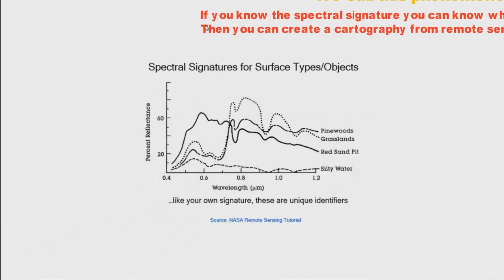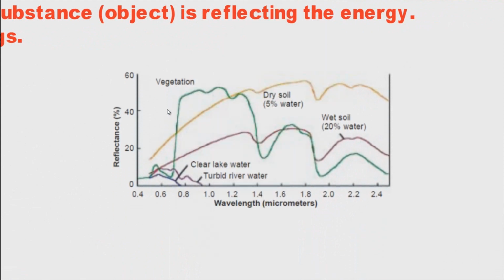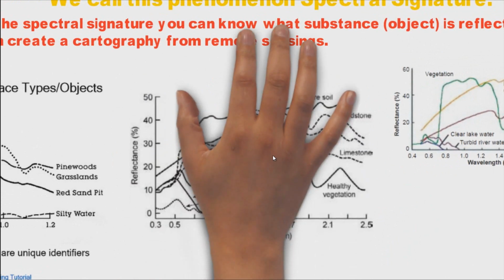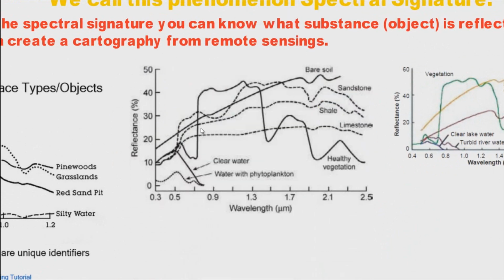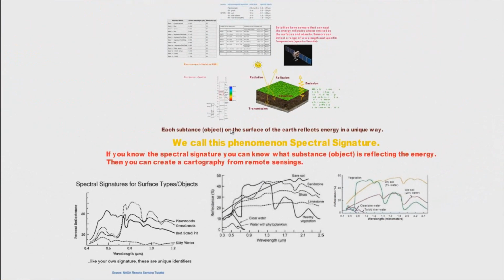Spectral signatures, as you can see on the graphic, are represented by the percent of reflectance and wavelength. For example, in this case, we have the spectral signature for vegetation in general, dry soil and wet soil, and you can see the wavelength is a different one for every case. In this other example, we can talk about geology, what kind of soil we have, for example, sandstone, shale, limestone, according to the reflectance and the wavelength.